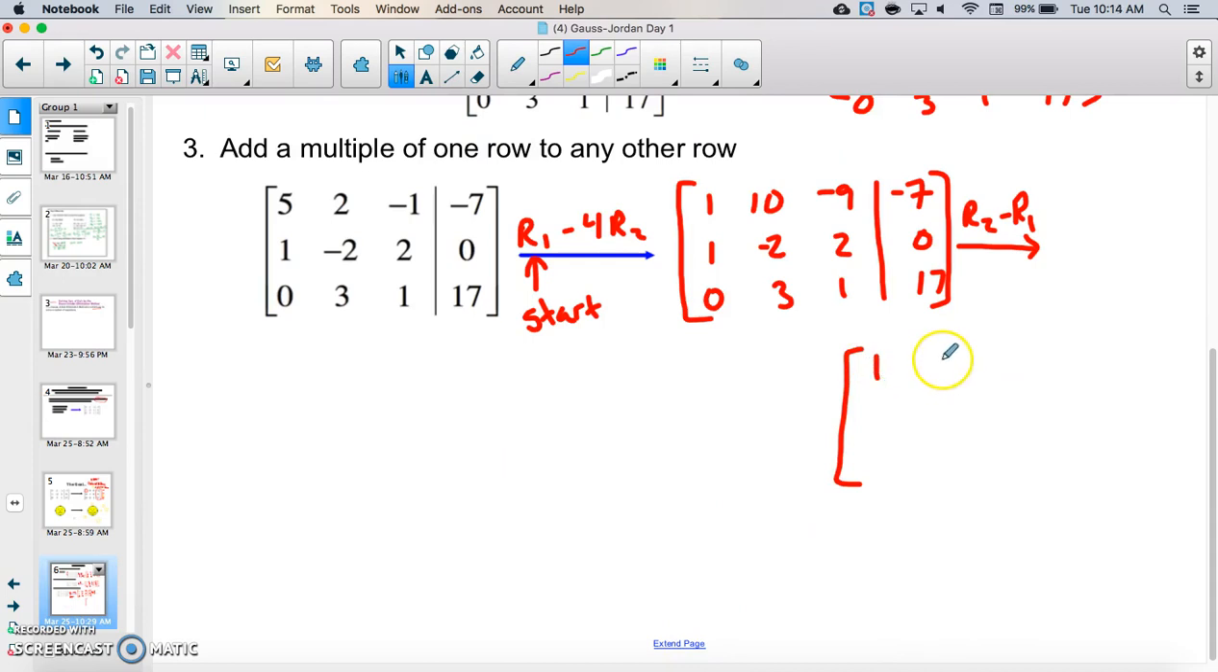So row 1 stays the same. Only row 2 is changing because row 2 is what I wrote first, so row 1's the same. Then if I do row 2 minus row 1, 1 minus 1 is 0. Negative 2 minus 10 is negative 12. 2 minus negative 9 is 11. And 0 minus negative 7 is 7. And then the third row did not change at all.